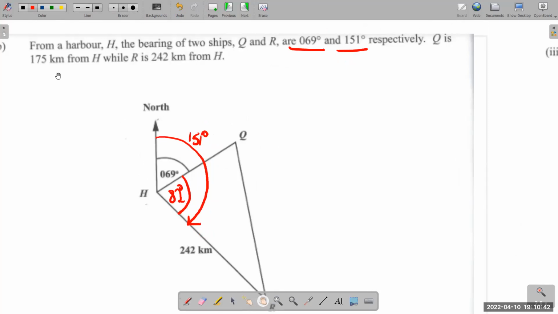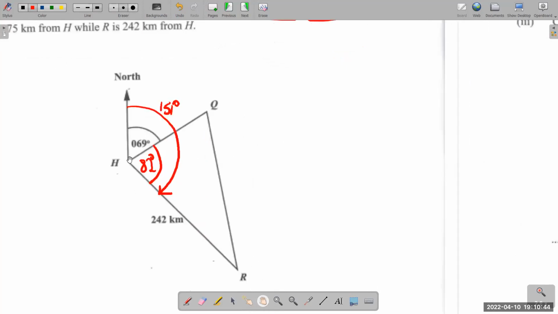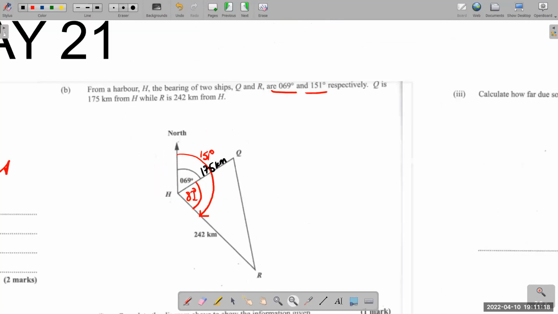Q is 175 kilometers from H. So this line has a value. Let me put it in black: 175 km. Put in everything, because look at that now. What rule are y'all seeing so far in that triangle there? Which rule are you seeing now? You've got two sides and the angle in between the sides, the same thing like what we've been doing before. Make sure you're seeing it.